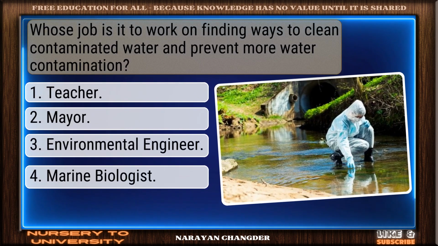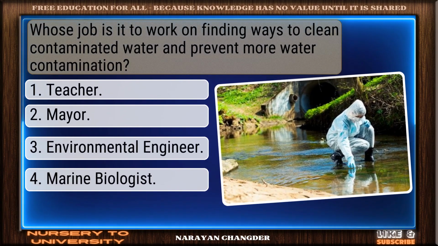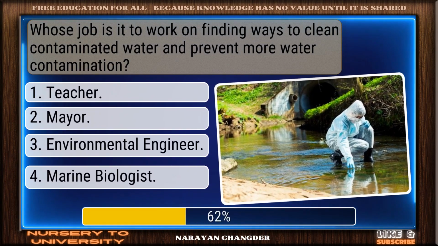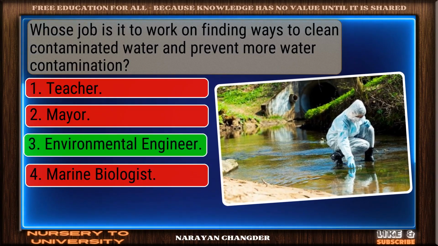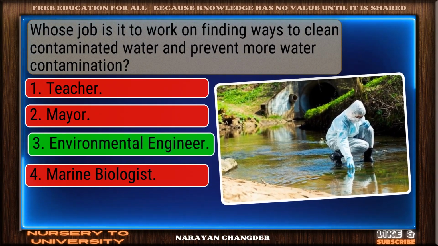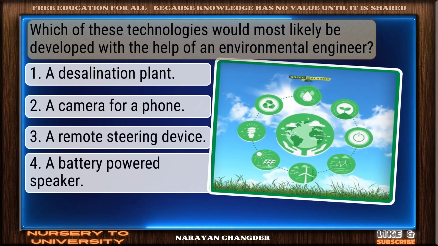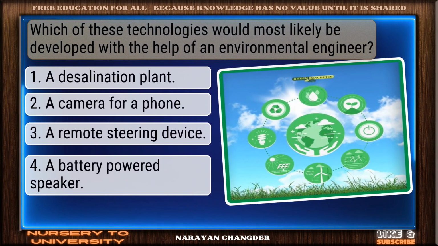Whose job is it to work on finding ways to clean contaminated water and prevent more water contamination? Excellent. Environmental engineer is a brilliant choice. Which of these technologies would most likely be developed with the help of an environmental engineer?